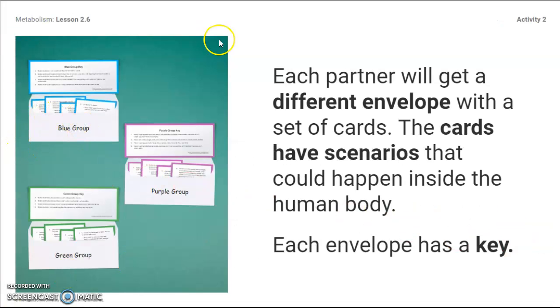So if you're in the blue group, purple group, or green group, you all have different sets of cards in an envelope or they'll be paper clipped together. The cards have scenarios that could happen inside the human body. Each envelope has a key. Okay, so you're going to get the key here at the top and you're going to get each of these cards.